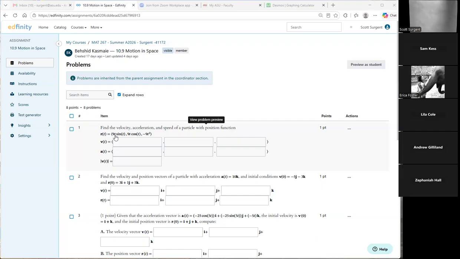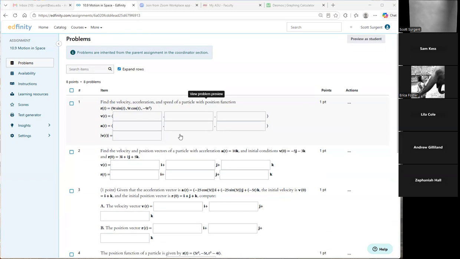And oftentimes in cases like that, it may not be worth the trouble to FOIL it out and collect terms. You might want to just leave it the way it is, this massive radical with everything just kind of inside squares. So that's how I would do it. You don't have to waste time with a lot of busy work algebra.